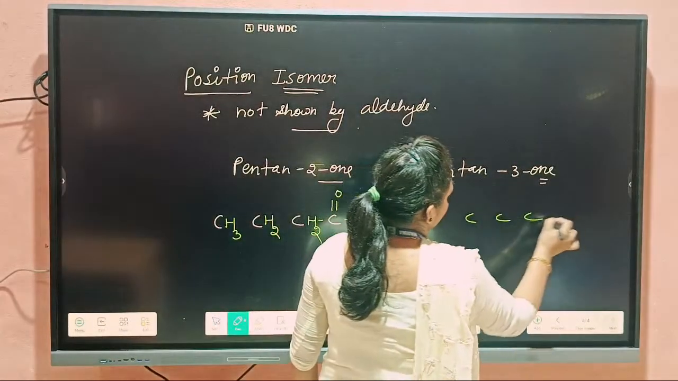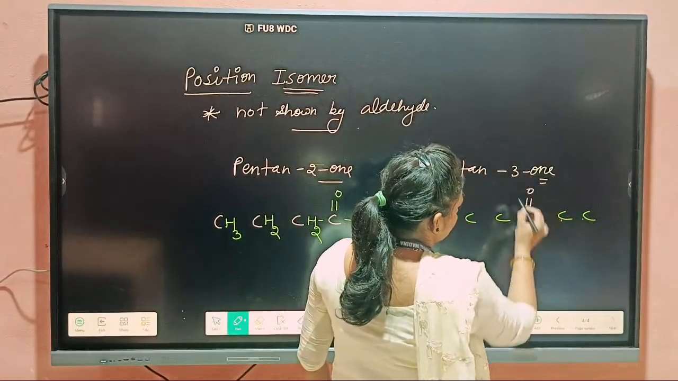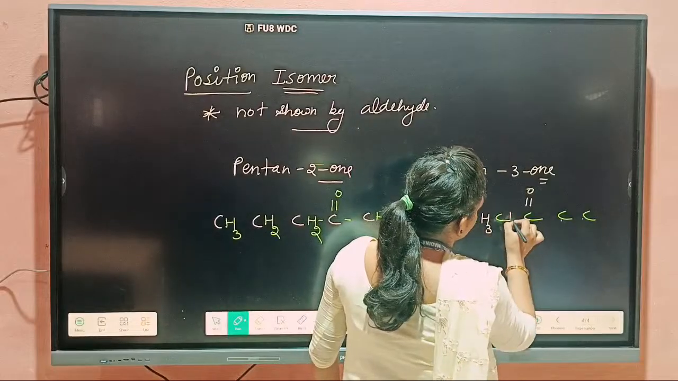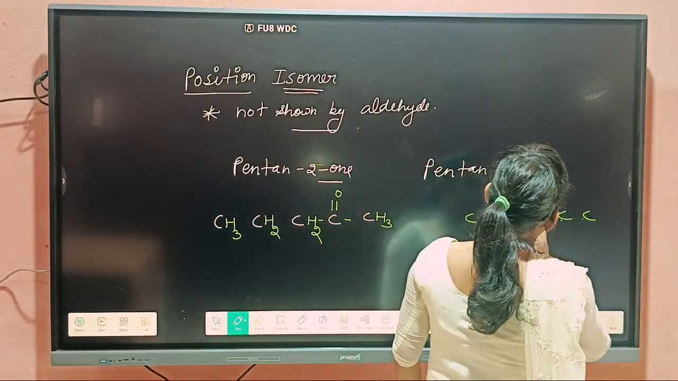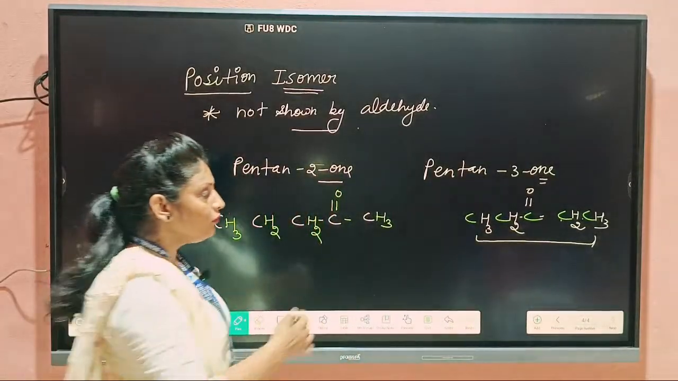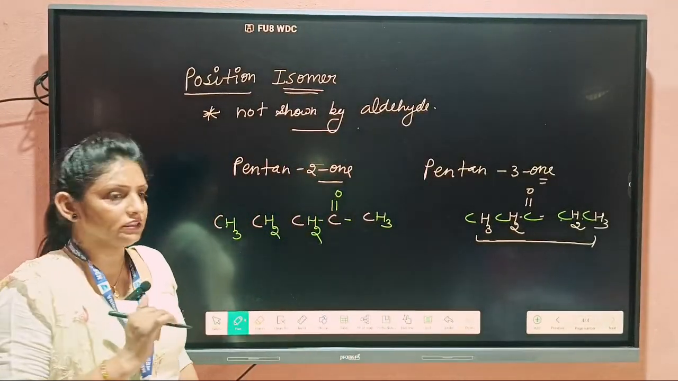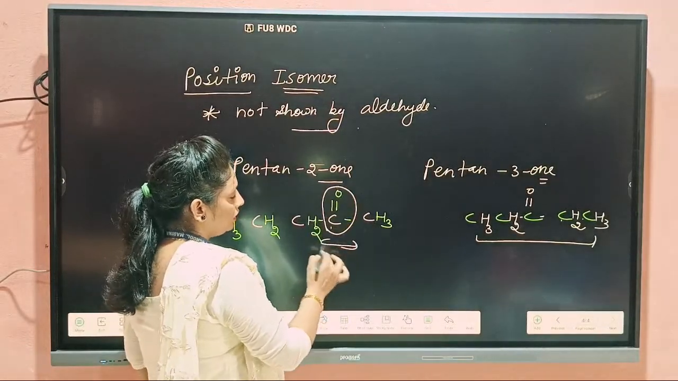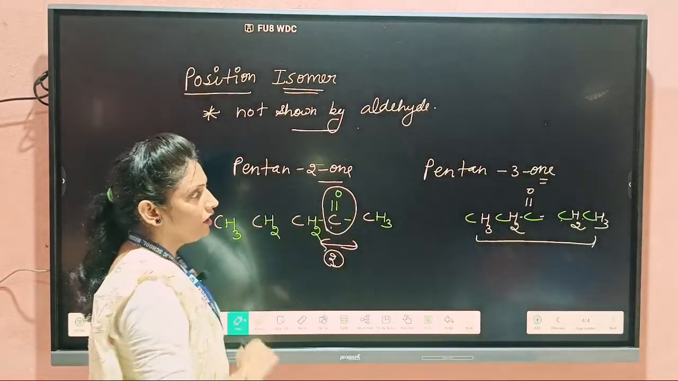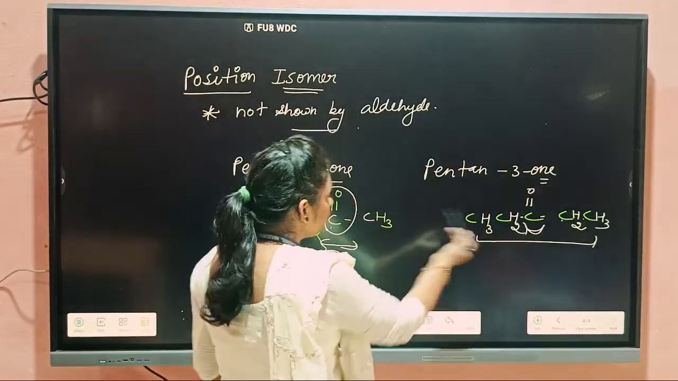And if we have the ketonic group at position 3, this one is pentane 3-one. Both have the same molecular formula. Both are isomers. But what is the difference between them? Here the ketonic group is present at carbon 2, meaning the position of the ketonic group is 2, so it is known as pentane 2-one. And here the ketone is present at position 3, so it is known as pentane 3-one, because here a change in position takes place.